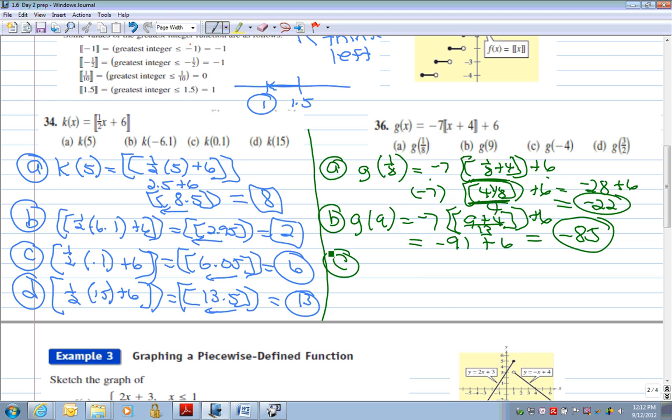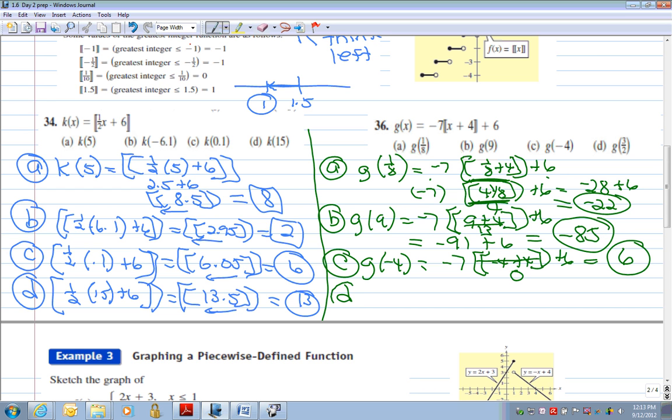All right, C. C is G of -4. I like all these whole numbers. It makes it easy. So now you're going to have -7 times the greatest integer, and instead of x, you will have -4, plus 4, and then plus 6. -4 plus 4 is 0. So the greatest integer of 0 is 0. 0 times -7 is 0. So now you simply are just left with 6.